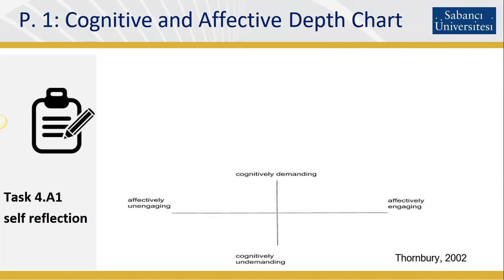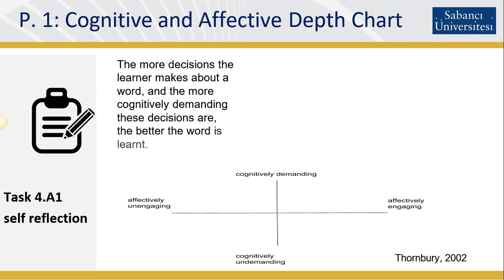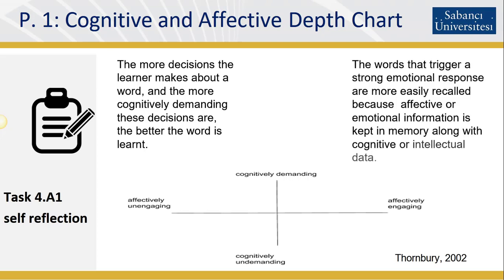We have already talked about cognitive and affective depth a little. We said cognitive and affective demand or engagement are very important for long-term memory. So let's look at the bases once more before we continue with the rest. Here, the suggestion is the more decisions the learner makes about a word and the more cognitively demanding these decisions are, the better the word is learned. And also, the words that trigger a strong emotional response are more easily recalled because affective or emotional information is kept in memory along with cognitive or intellectual data.